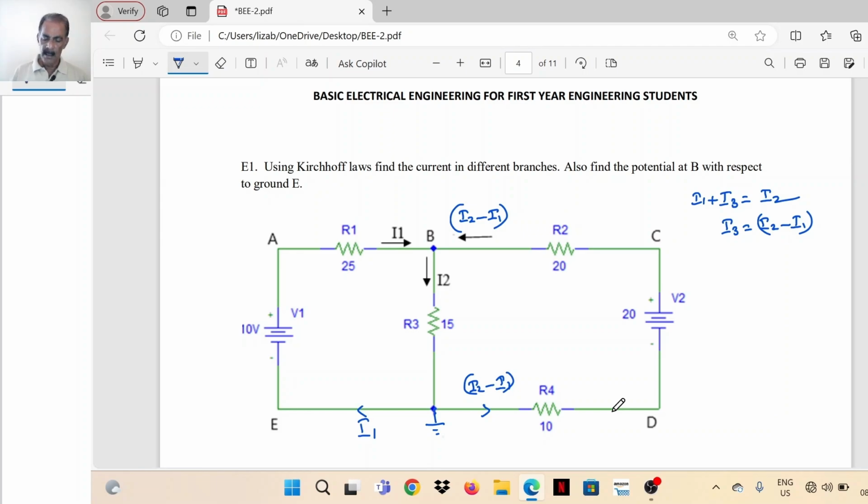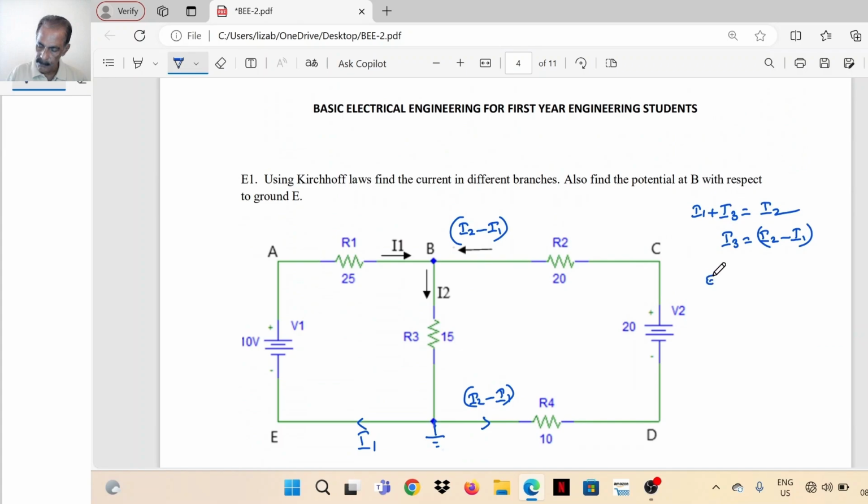Now we'll write the loop equations. First loop is EABE. I'll mark it. This is the loop. The loop is in the clockwise direction.